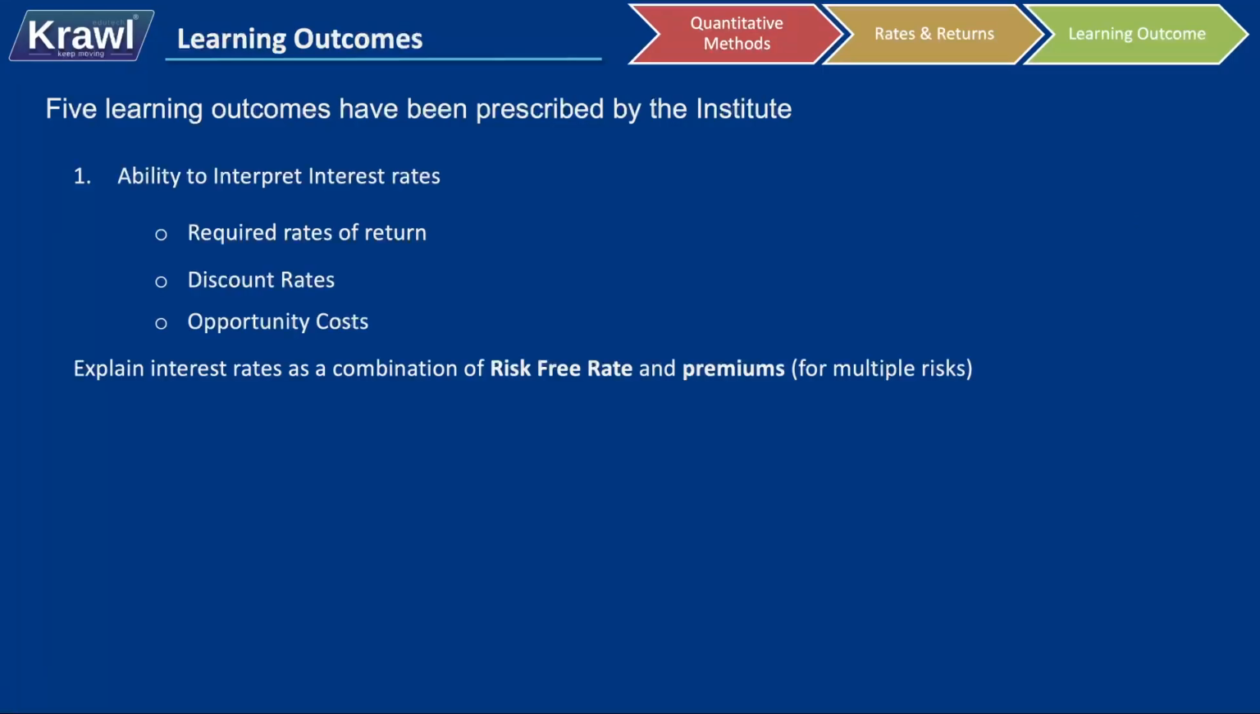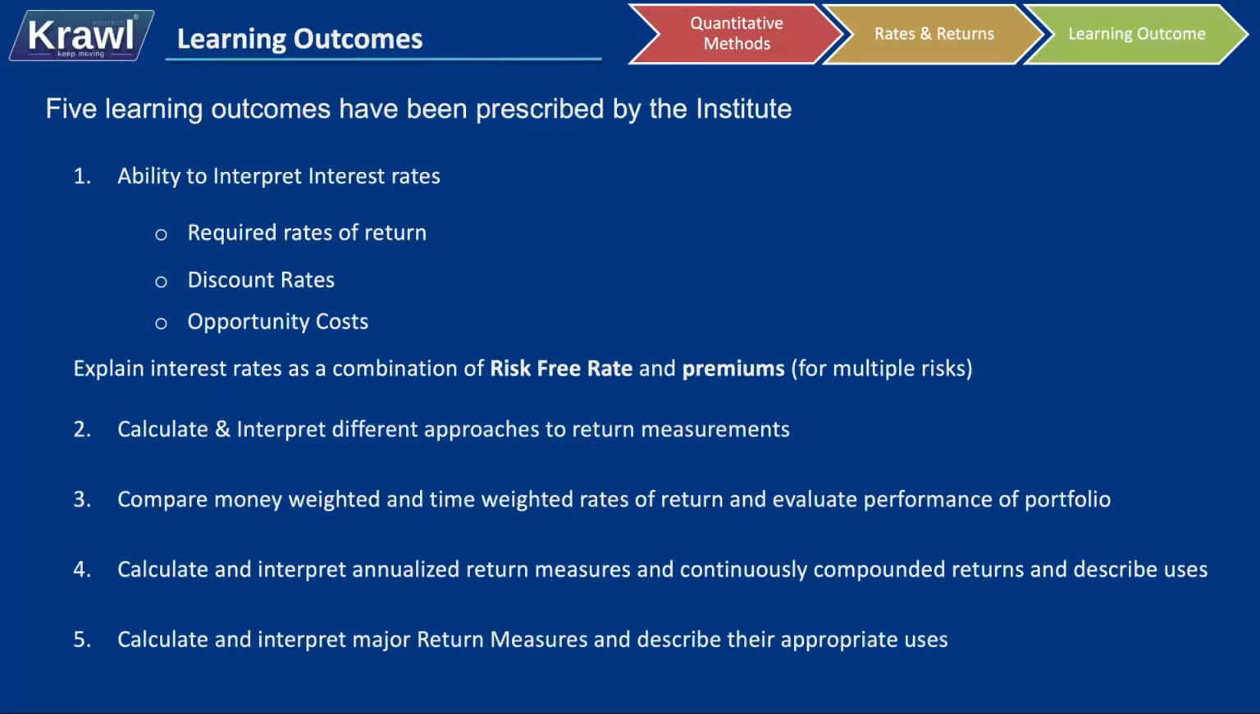It prescribes 5 specific learning outcomes that you need to have an appreciation of. And the first one is the ability to interpret interest rates. So what do these interest rates mean, how are they structured, what exactly do they indicate, how do we calculate them, and what are the various forms in which they are utilized. That is something you need to understand.